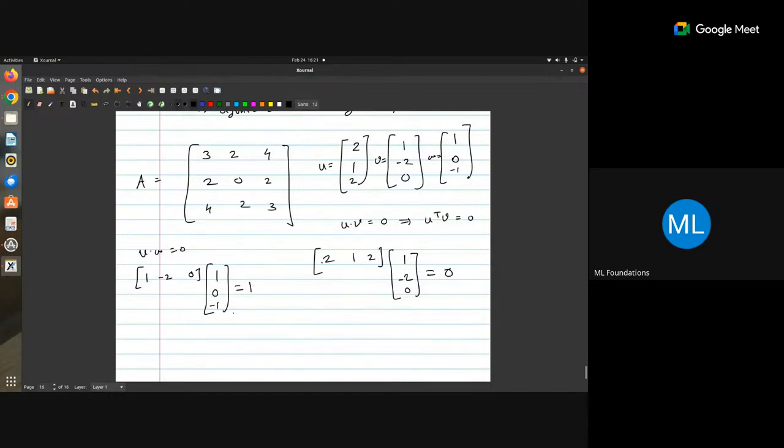Okay. What about U and W? U and W will be 0. U, W, 0? 2, minus 2, 0. Right. It's 0. So here we can check that U dot W is 0. V dot W is not equal to 0 and U dot V is 0, right? These three combinations we can check, or do we need to check any other combination?